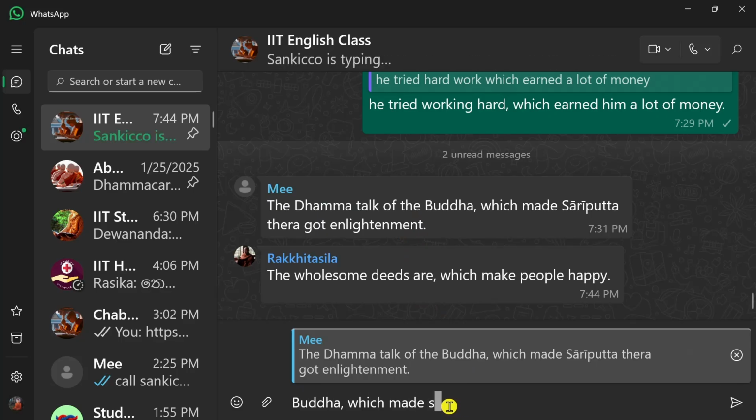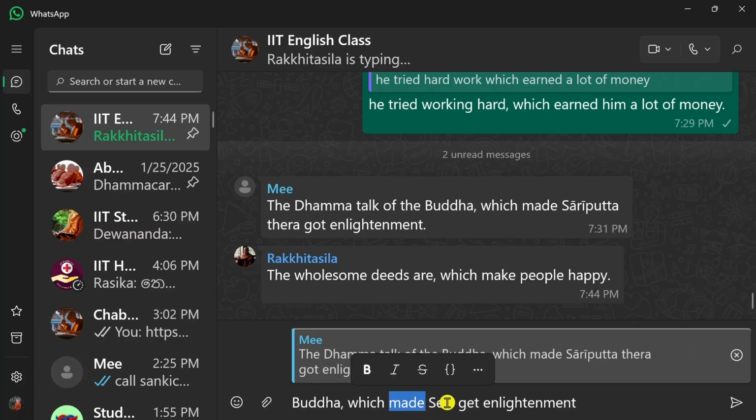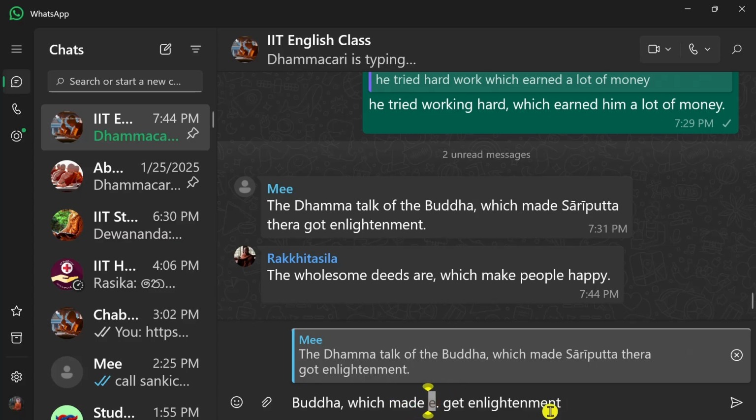So the Dhamma talk of the Buddha, which made Venerable Sariputta Thera, made him get enlightenment. Made him get. Infinitive, get, not got. You don't conjugate the infinitive. So which made, the past is over here, made, you see? Sariputta Thera get enlightenment, then you must continue, you see?